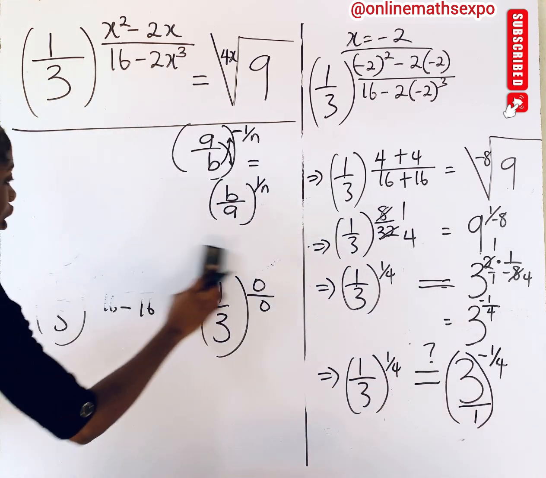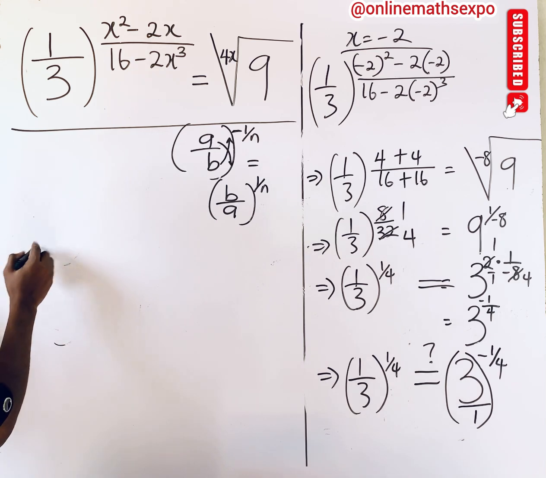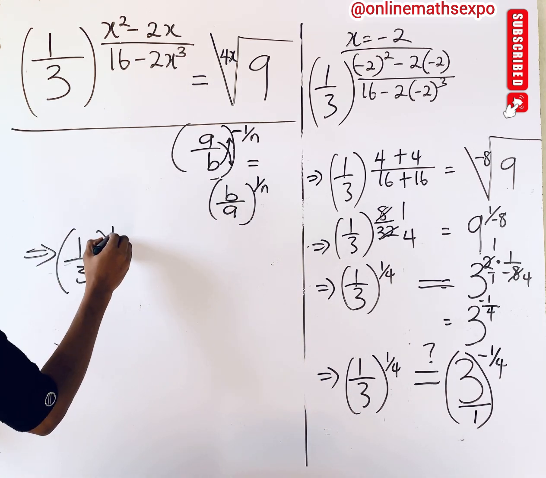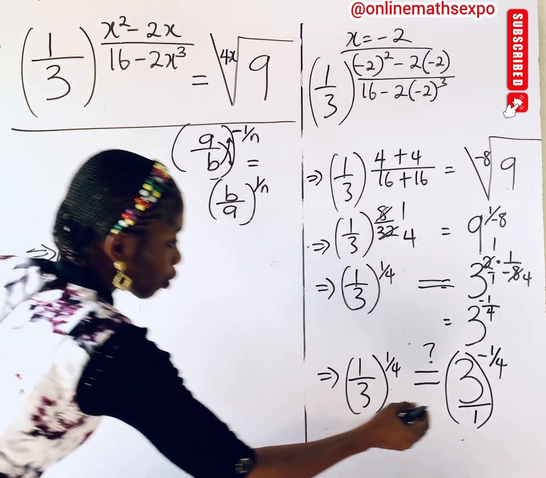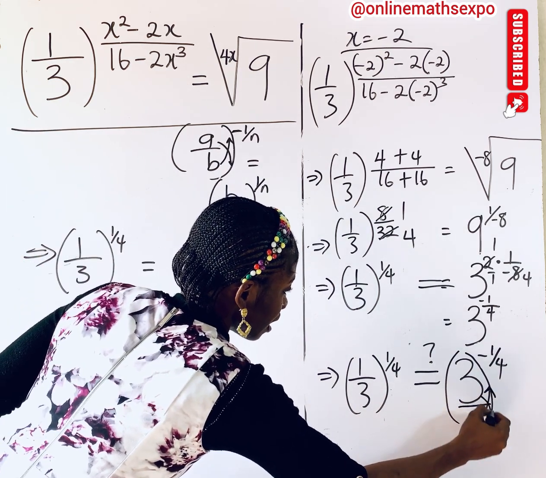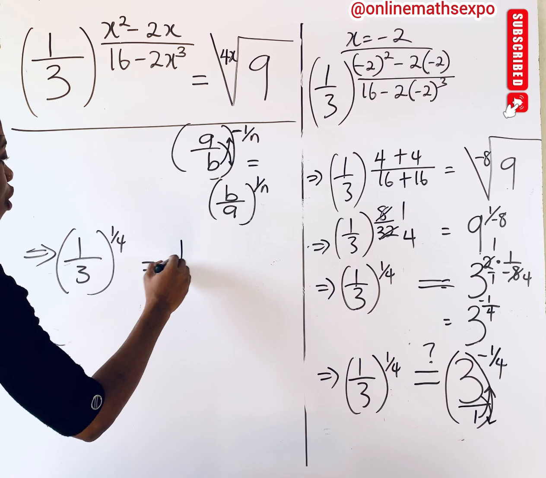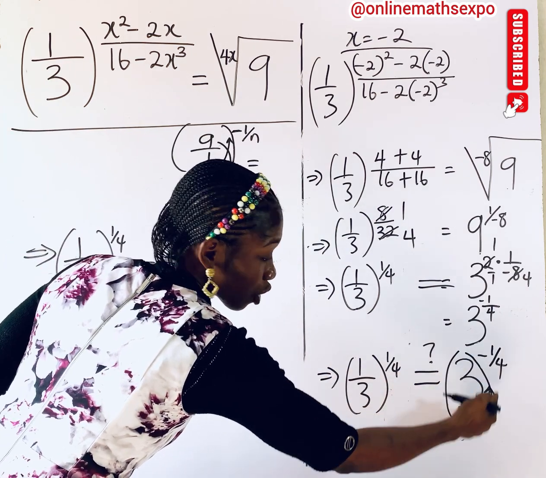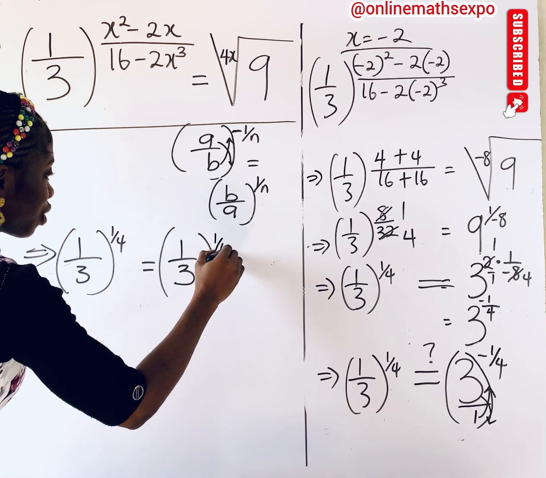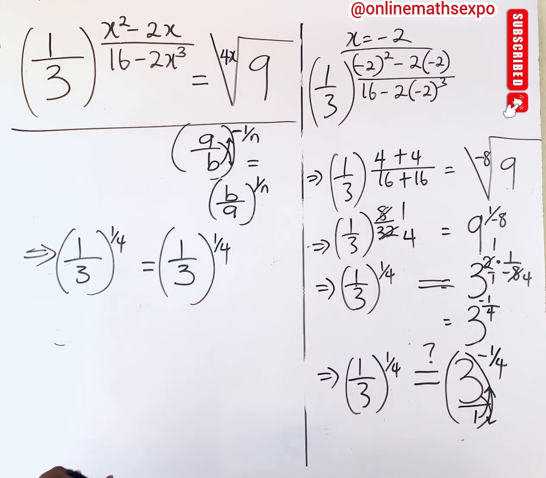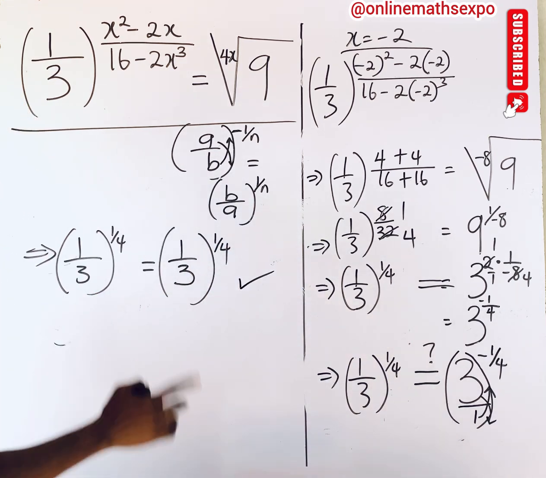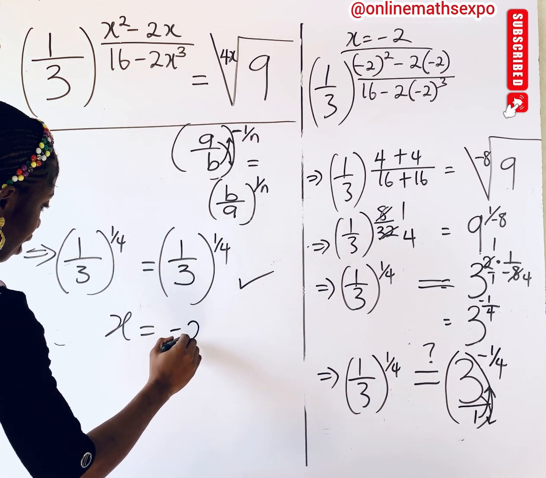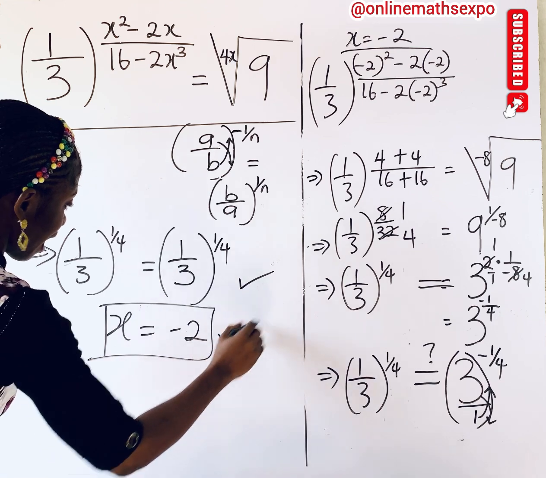If you do that, from here we have it that 3/1 raised to power of -1/4 is equal to, let's reverse this, this goes up and this comes down, so we have 1/3 raised to power of, removing the negative sign because we have reversed, 1/4. And you've seen that our answers are now the same. So in our conclusion, we say that the true value of x is -2. And that is our answer.